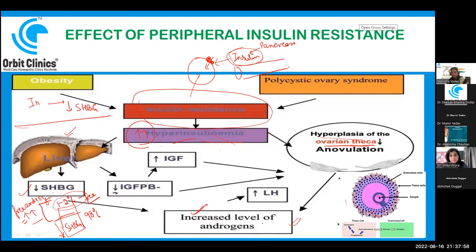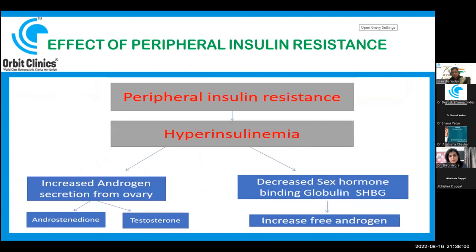Is it clear? Yes, ma'am. So we can summarize what we have learned just now. Whenever there is a resistance of the insulin, there is hyperinsulinemia, which can increase androgen level in 2 ways. Either increasing androgen secretion from the ovary by stimulating the thecal cell of the ovary, which causes excessive androgen.